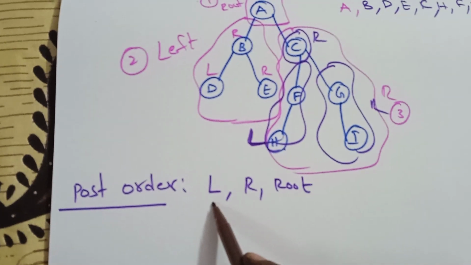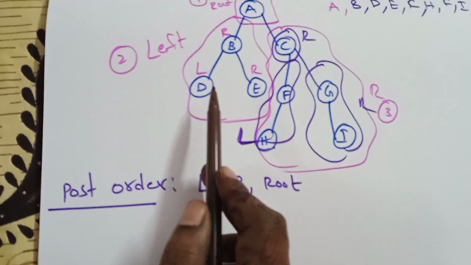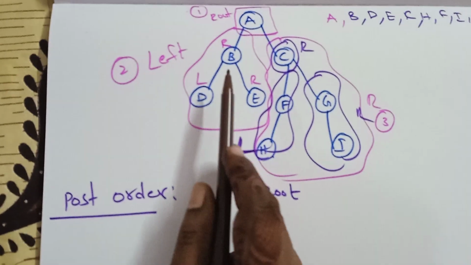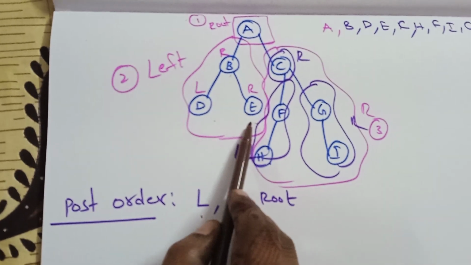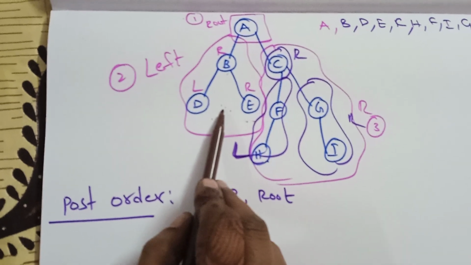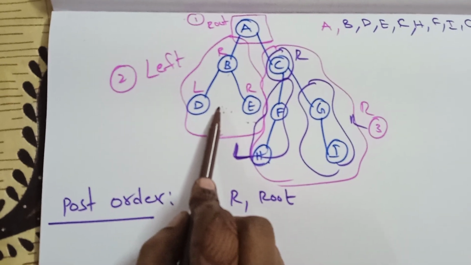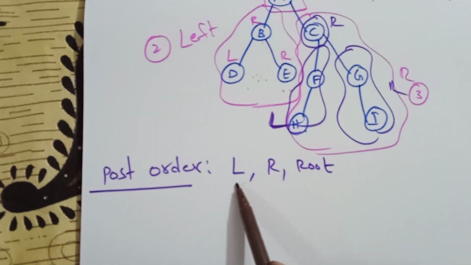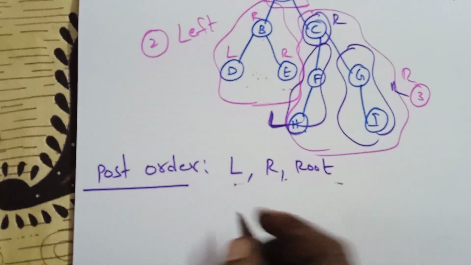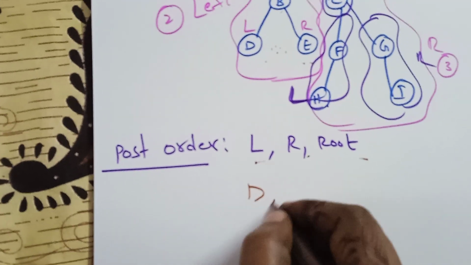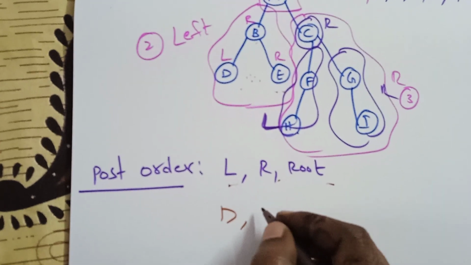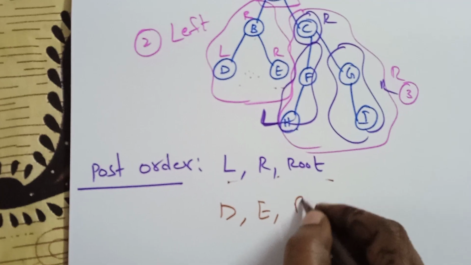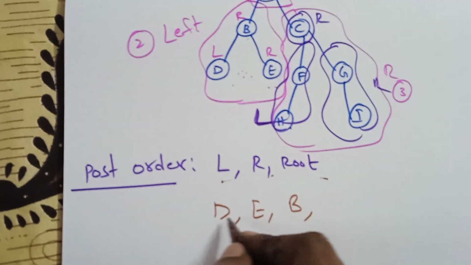First we should go for left. In left, what do we have? This left partition has B, D, E. If you look at B, D, E, it is a subtree. Again for a subtree we have to follow the same formula: left, right, root. Now what is left? D is left. Then what is right? E. Root B. Now the left side is finished.